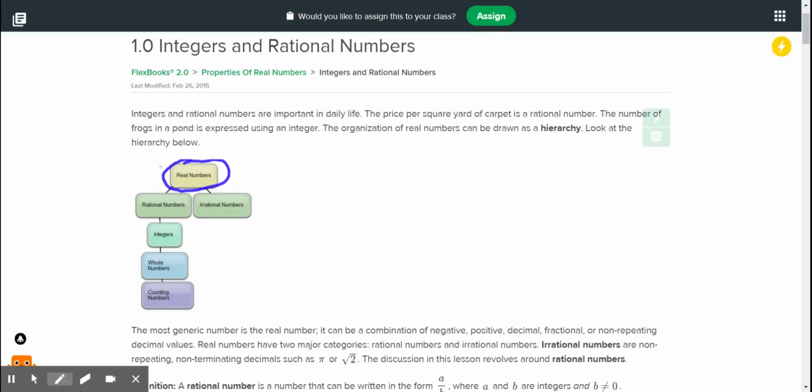Now, those real numbers could be broken up into two main categories, and those two main categories were rational numbers and irrational numbers. Remember, your irrational numbers were numbers that could not be written as a fraction and were non-repeating decimals. But our rational numbers could still be broken down further into other subsets. Those subsets were your integers, your whole numbers, and your counting numbers. So today we're really going to be focusing on the subset of the rational numbers.